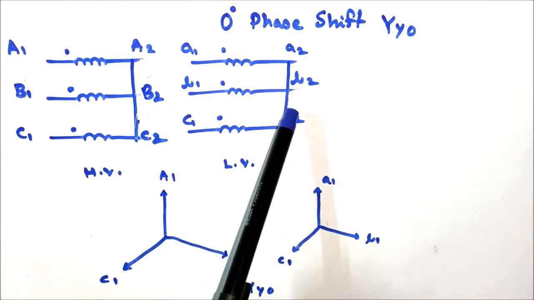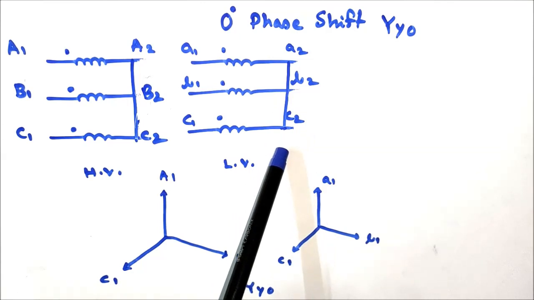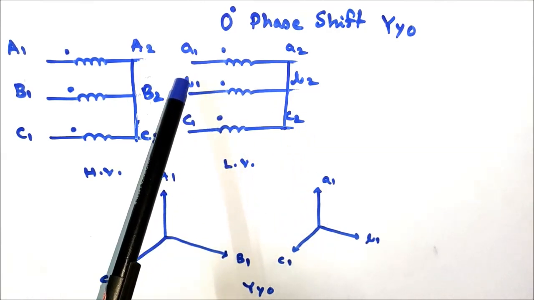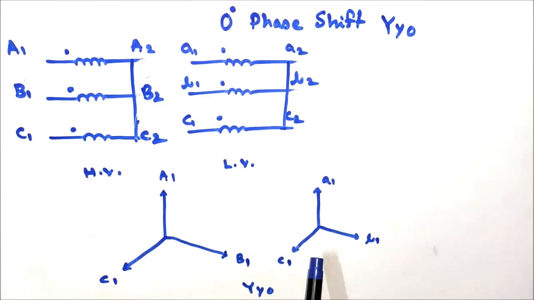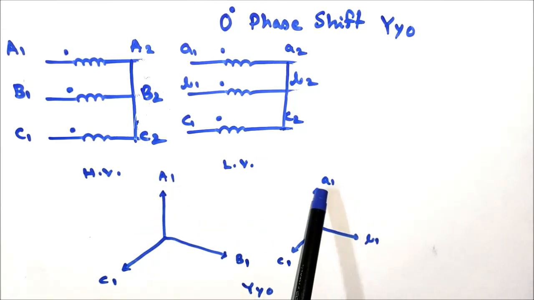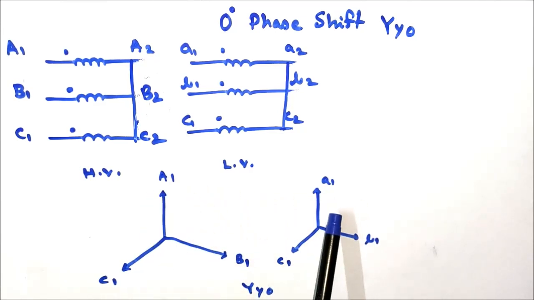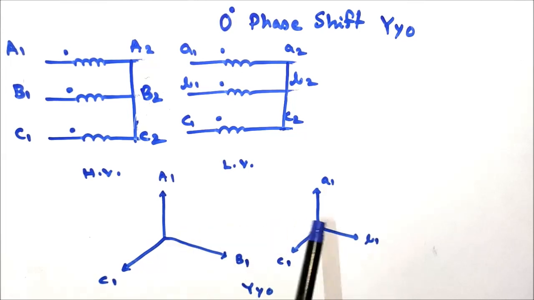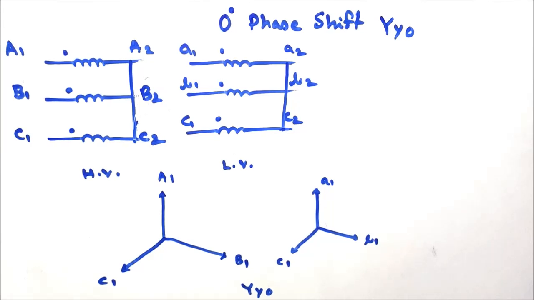Similarly, in the LV side, short A2, B2, C2, and the supply is taken from A1, B1, C1. You can see here A2, B2, C2 are shorted, and A1, B1, C1 are the supply or connection terminals. You can see the HV side induced EMF and LV side induced EMF are in the same phase. There is no phase shift between the HV side induced EMF and LV side induced EMF. That is why it is a 0 degree phase shift, and the vector group is Yy0.